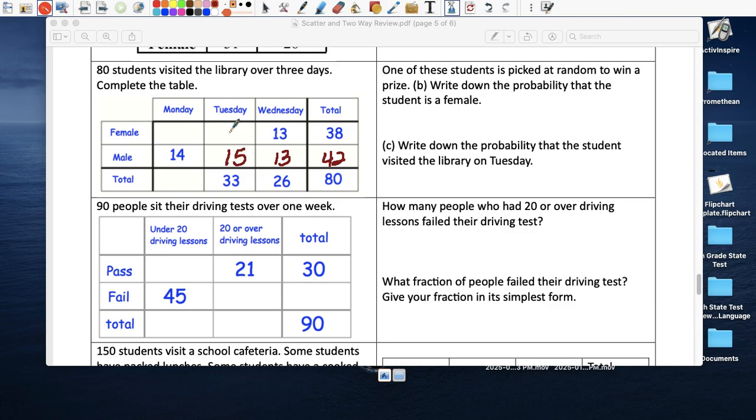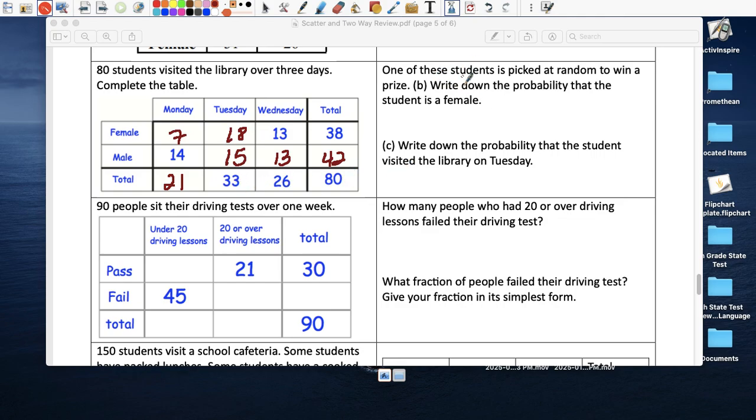Something plus 15 is 33, which is 18. 18 plus 13 is 31, so this would be 7, because 7 plus those numbers is 38, and this is 21. So let me just confirm. That's 80. 21 plus 33 is 54, and that's 80 as well.